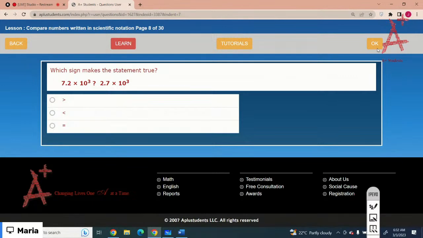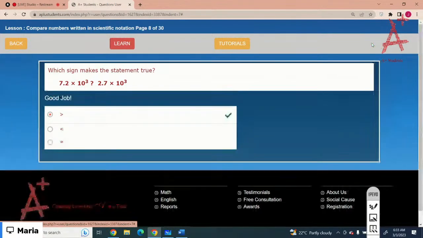Which sign makes the statement true? They both have the same exponents. Just compare their coefficients. So 7.2 is greater than 2.7. So option number 1 is the correct one. It would be greater.